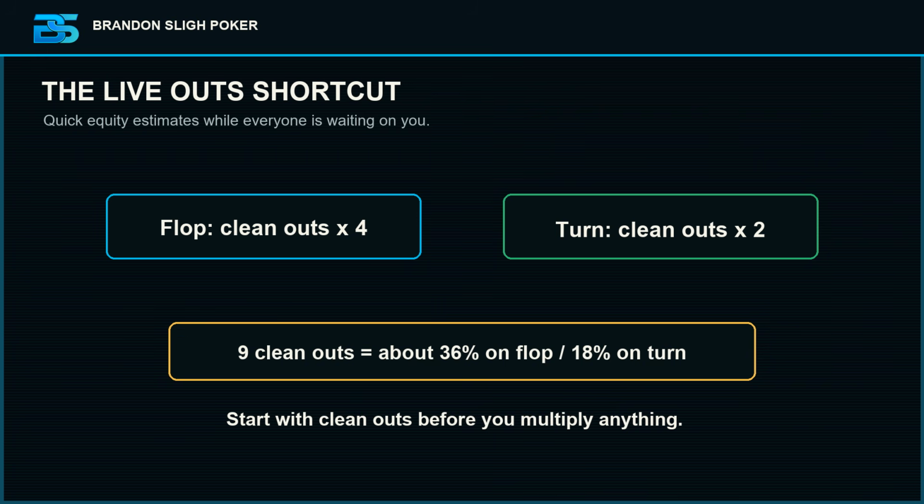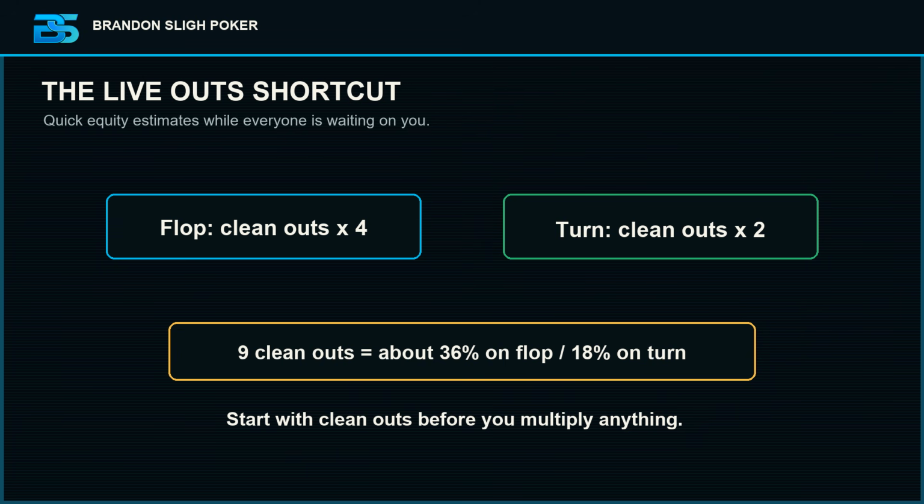Now that we understand outs, we can use the live out shortcut. Most players know this as the rule of 4 and 2. I like calling it the live out shortcut because that is what it is. It is not a perfect math formula, but it's easy math to estimate your equity at the table without sitting there doing long division while everyone is waiting on you.